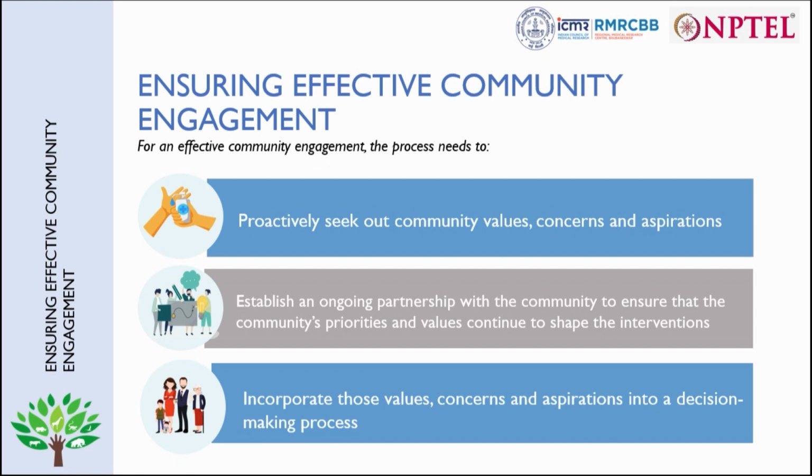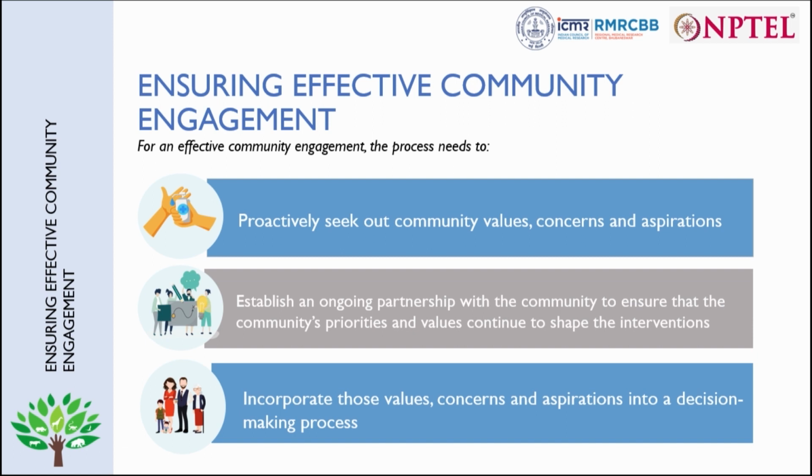So, how can we ensure effective community engagement? Unless you have effective community engagement, it is very difficult to get the desired outcome. For effective engagement, the process needs to proactively seek out community values, concerns and aspirations. What are the community values? What are they thinking about the problem, and what are their aspirations? What do they expect from you, and how can they help you in your programs? It also needs to establish an ongoing partnership with the community to ensure that community priorities and values continue to shape the intervention. Unless you are engaged with the community, it is very difficult to run any program.